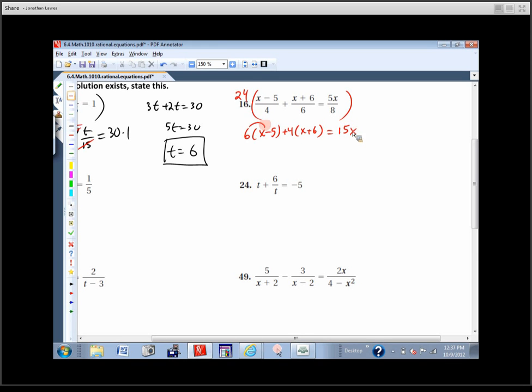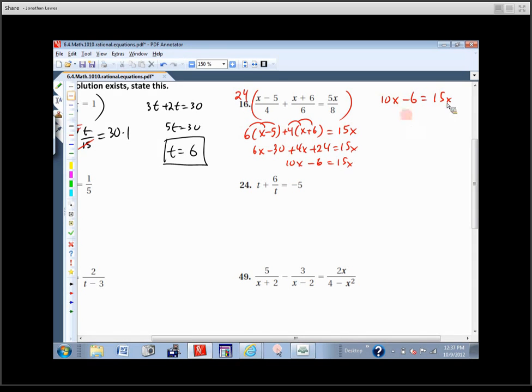Okay, from here on, it's just like solving any other equation, so normal rules apply here. So we're going to go ahead and distribute through. John, correct me if I make any mistakes, okay? I combine these terms together, I get 10x. This is going to give me a negative 6 equals 15x, and then I've got a choice. I can either move the 10x to the other side, or I can move the 6 to the other side.